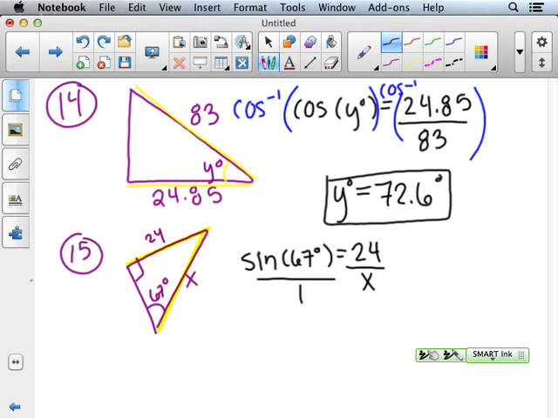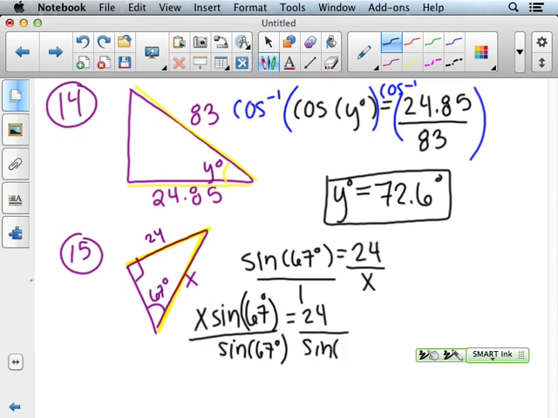Put a 1 under here, cross multiply, we get x sine 67 degrees equals 24, and now I need to divide by the sine of 67 degrees. Remember, this is not multiplication. This angle here is inside the trig function, so I have to divide by that whole quantity. Make sure you're careful when you plug it into your calculator, and you should get that x equals 26.1. Notice this is a side and not an angle, so I'm not putting a degree measure in my answer.